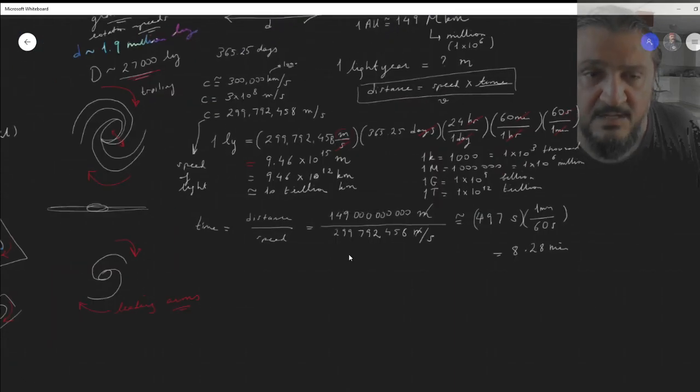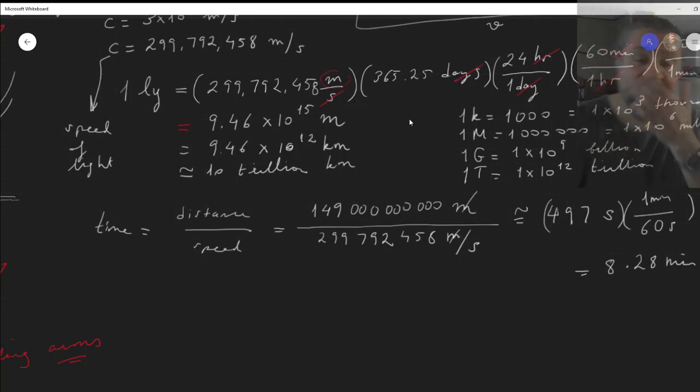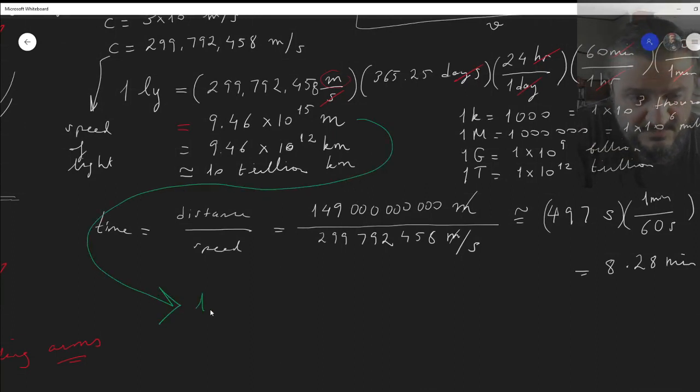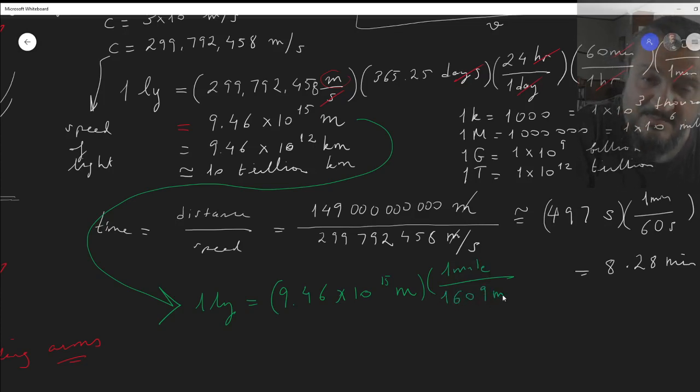So, one light year is 9.46 times 10 to the 15th meters. Let's convert this to miles. What is it in miles? Now 1 mile is 1,609 meters. So we just divide it by this number, okay? So 9.46 to the power 15 divided by 1609. This is 5.9 times 10 to the 12th miles.